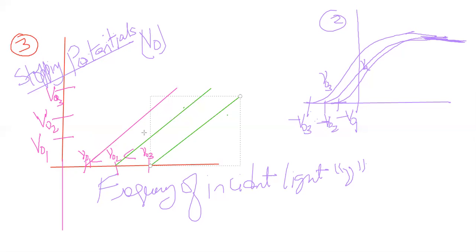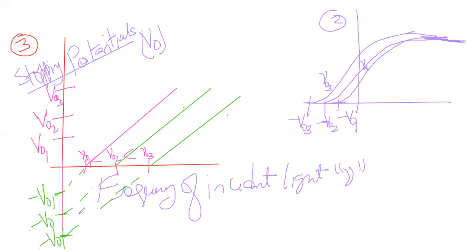And when you back prolong them, what happens? You're going to back prolong these graphs. They will meet on the y-axis somewhere. These are the values of the stopping potential. This is actually minus V naught 1, which I wrote here. The numerical value you will get here.